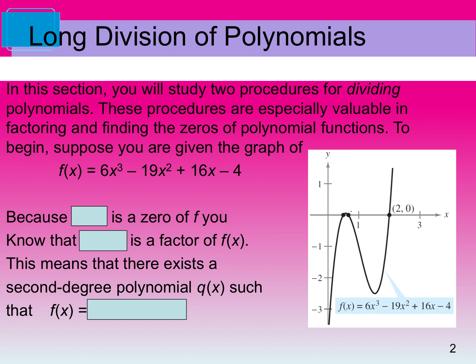So here, we have an x-intercept at 2, 0. So that means 2 would be a 0 of our factor. So then if 2 is a 0 of our polynomial, then x minus 2 is a factor of our polynomial.